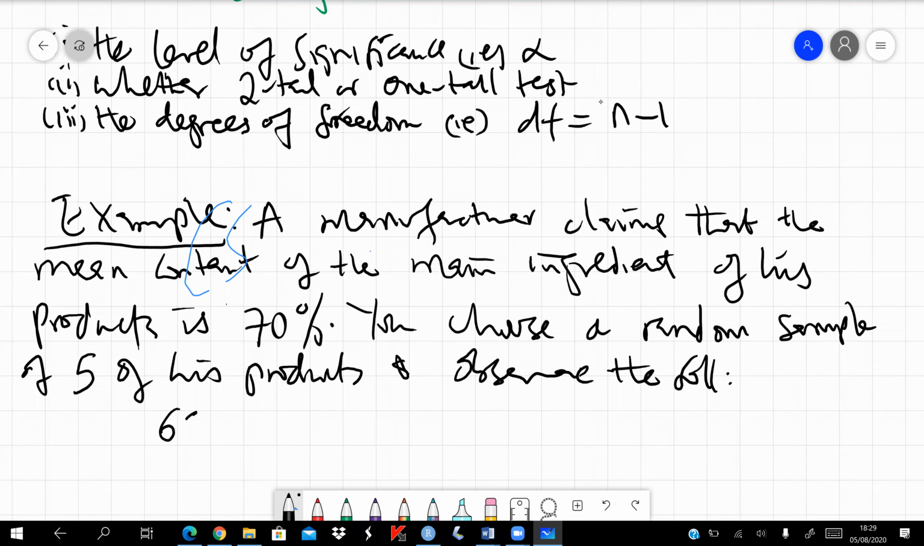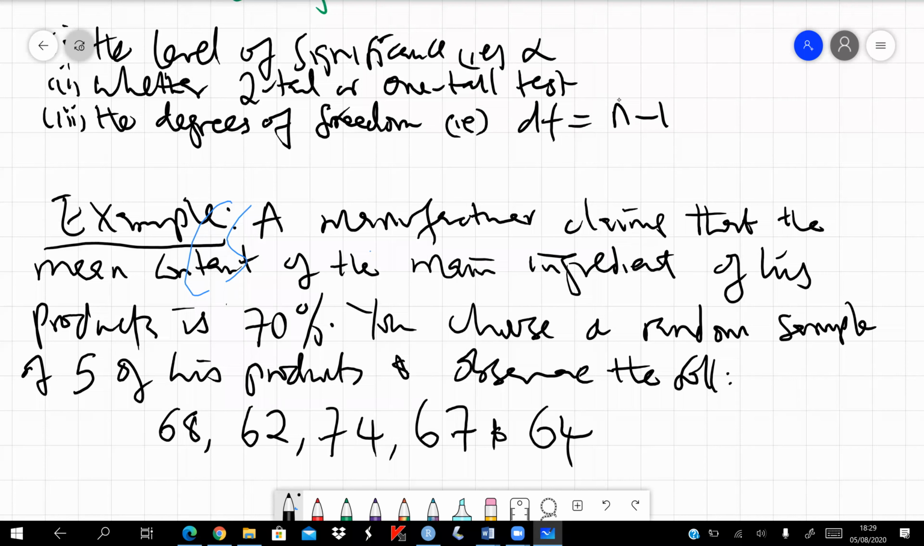We have 68, we have 62, we have 74, 67. So you've chosen a sample of how many are those? Oh, there's one more, 64. So you choose a random sample of 5 elements. You see the assumption of randomness is always there. The sample must be chosen random. But as you can see now, we have not chosen a large sample.